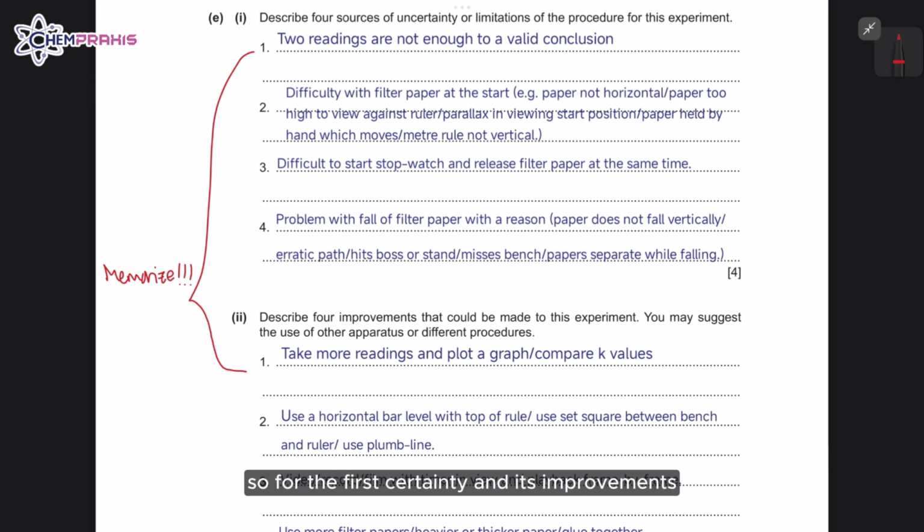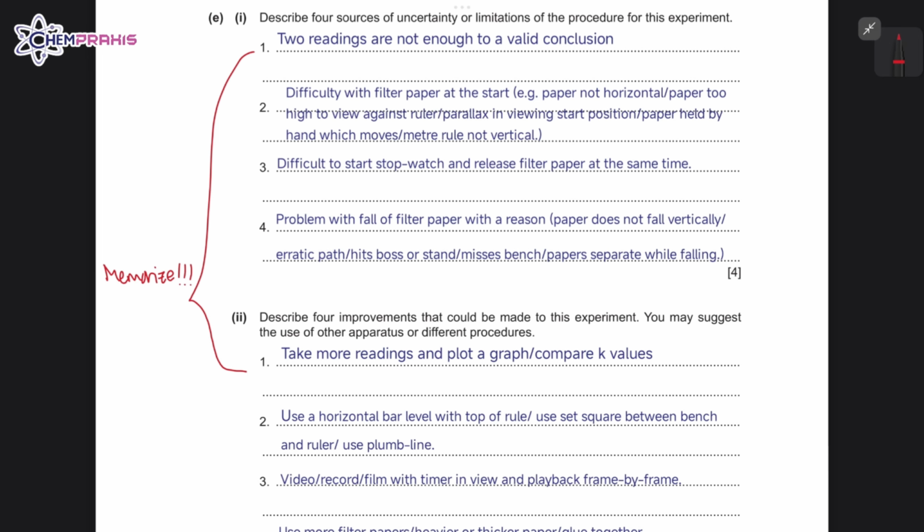Alright, now for the first uncertainty and its improvements, you can always write this in any of your papers, so you need to memorize. You can write, 2 readings of K are not enough to draw a valid conclusion. And its improvement is, take more readings and plot a graph. Or you can write, take more readings and compare K values.